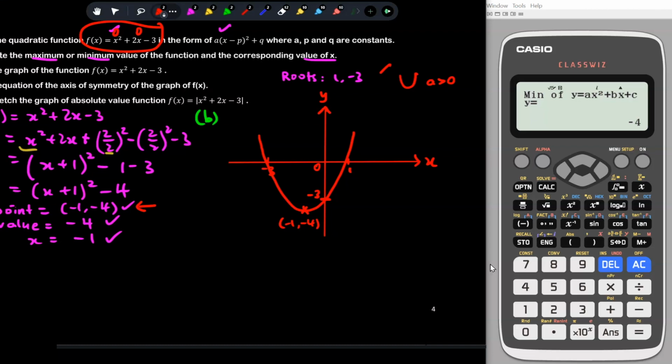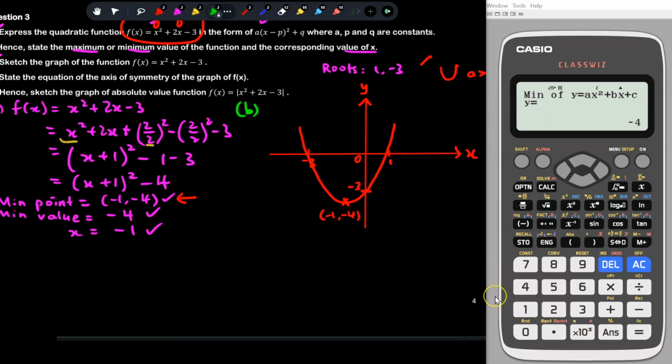So that's it. As for C, they ask for the equation of the axis of symmetry of the graph. So the axis of symmetry is where? It's over here. It's like a mirror for the graph. And the x is equal to -1. So therefore our answer for C is x equals -1.